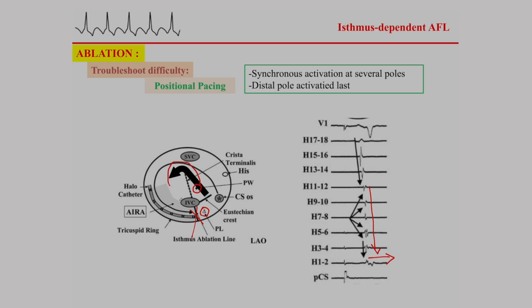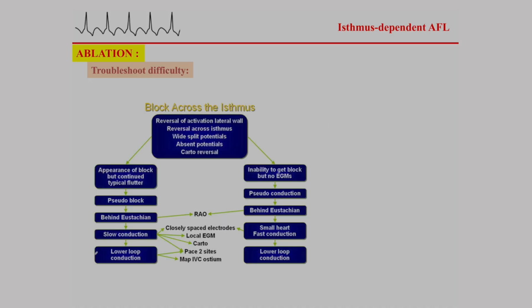So these two features are very interesting to know and to understand during our ablation, and they can avoid unnecessary radiofrequency application. So here we have a summary of some difficulties that we can encounter during checking of the block across the isthmus. We have all the criteria here that we have to check, and sometimes we are in front of an appearance of block, but we still have a slow conduction.